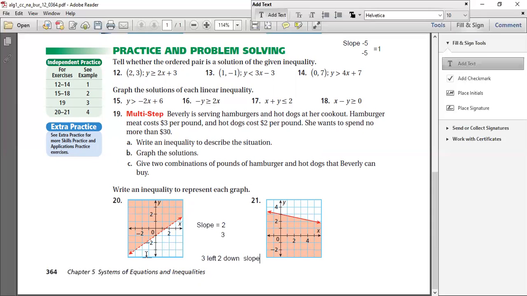So your slope is going to be equal to, because we came down 2, that's going to be a negative 2. And because we are going to the left, that's going to be a negative 3. So negative 2 over 3. The negative and negative will get cancelled. So your slope is going to be 2 over 3. This is how you find slopes.